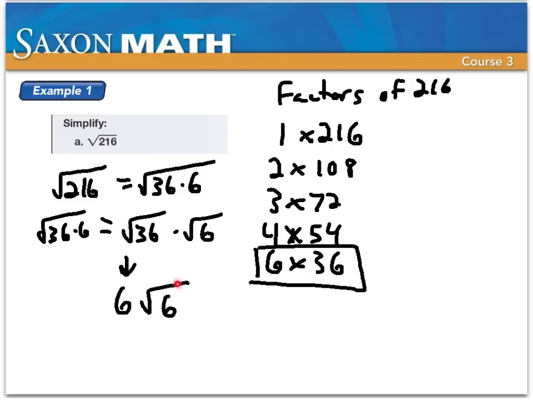Well, now I've got to look at this radical here and ask myself, are there any more perfect square factors that go in here? Well, the only way I can break 6 apart, besides 1 times itself, is 2 times 3. 2 is not a perfect square factor, because I don't know what times itself gives me 2. And 3 is not either. So I'm done. This radical is simplified. And that is the most exact answer that I could give. Again, no decimal answer. Okay, this is the exact square root of 216. It is 6 times the square root of 6.